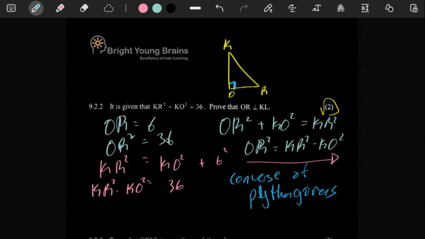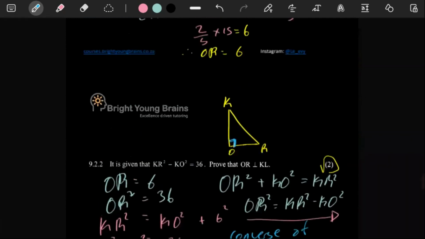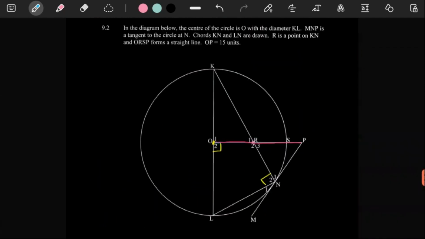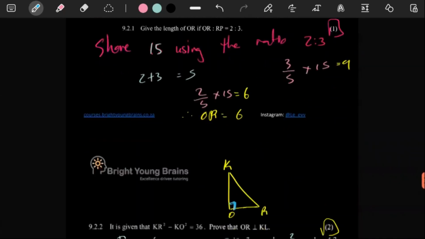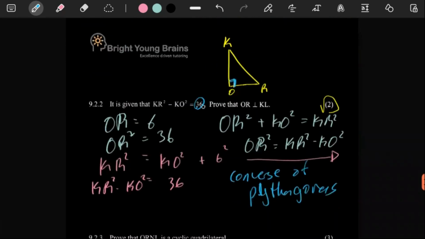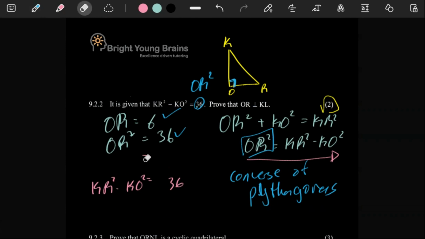And in our case here, we can see that OR does represent a line where, if you square it, it gives us the 36 that they're talking about there. You see, the 36 there represents OR squared. With what we have written out here, we have shown that OR squared is 36. Where we see OR there, we just dropped it, and where we see 36 there, we just dropped OR. And that's good enough to say that our two lines are perpendicular. Therefore, OR is perpendicular to KL.